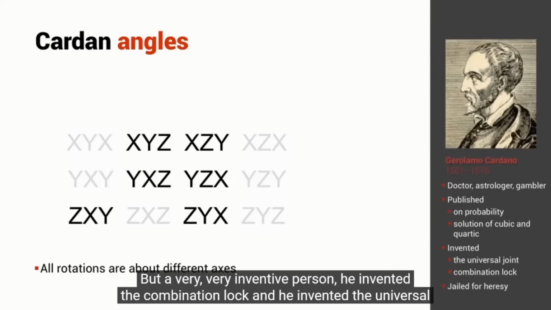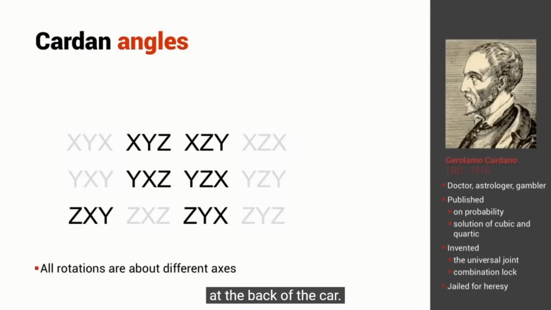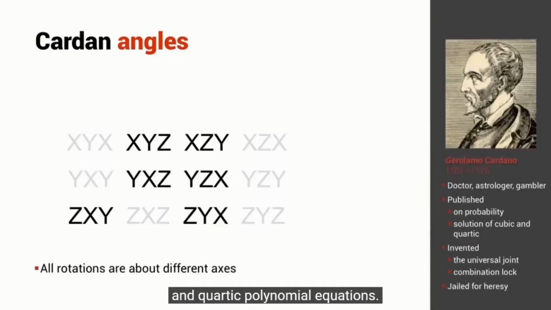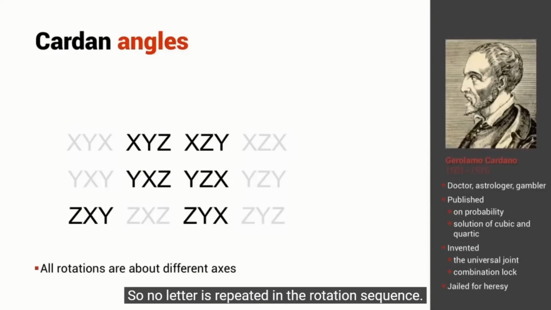He invented the combination lock, and he invented the universal joint, the thing that transmits torque from an engine in the front of a car to the wheels at the back of a car. He also published widely on probability and was one of the first people to solve cubic and quartic polynomial equations. So very, very bright person. The Cardan angles involve rotations around different axes, so no letter is repeated in the rotation sequence.